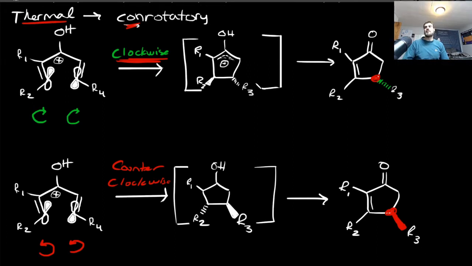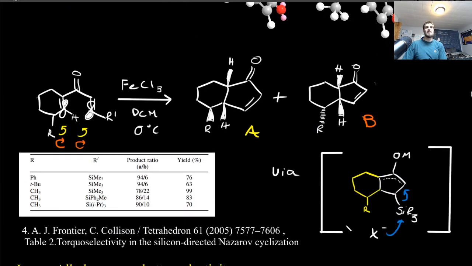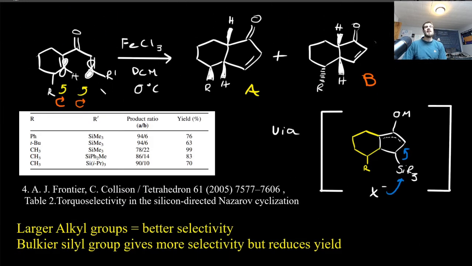And how one way is favored over the other is called torquoselectivity. So if the clockwise rotation is favored over the counterclockwise, then you get mostly of this one, and you get this as your minor product. So in this example, they explored it with this reaction, and they used R for their R prime substituents silyl group with different bulkiness.